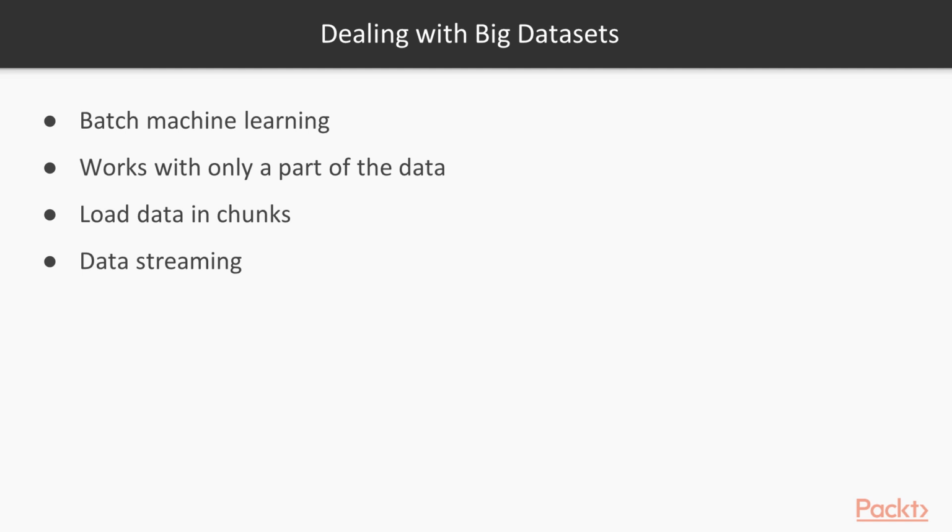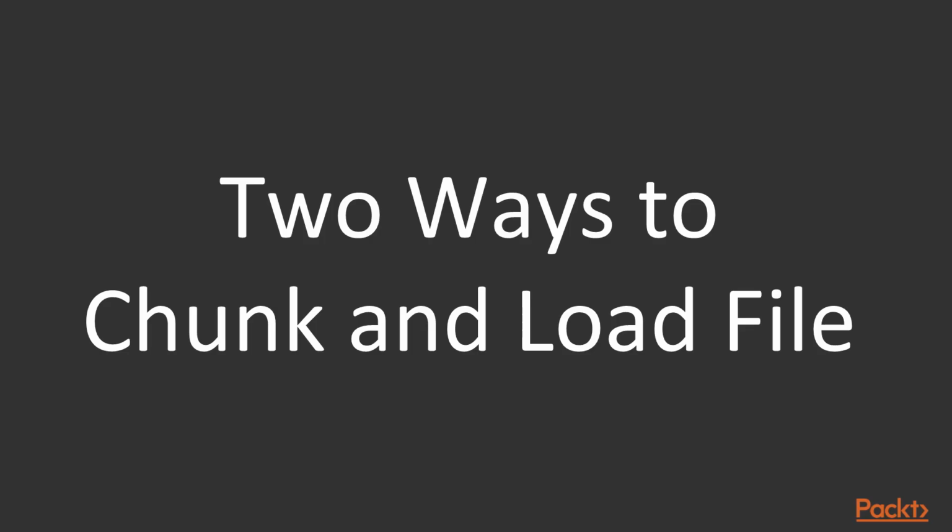If the dataset you want to load is too big to fit in the memory, you can deal with it using a batch machine learning algorithm, which works with only part of the data at once. Using a batch approach also makes sense if you just need a sample of the data. Let's say that you want to take a peek at the data. Thanks to Python, you can actually load the data in chunks. This operation is also called data streaming, since the dataset flows into a data frame or some other data structure as a continuous flow, as opposed to all the previous cases, where the dataset has been fully loaded into the memory in a standalone step. With pandas, there are two ways to chunk and load a file.